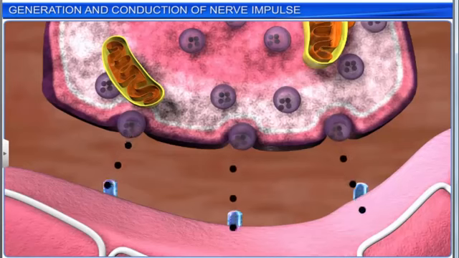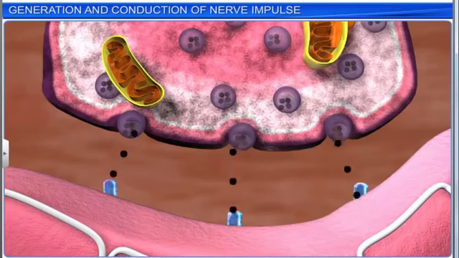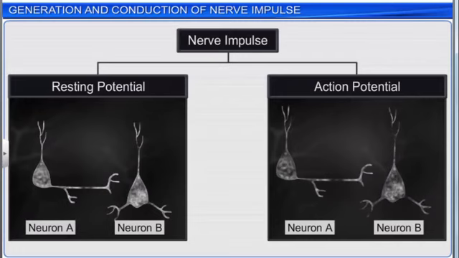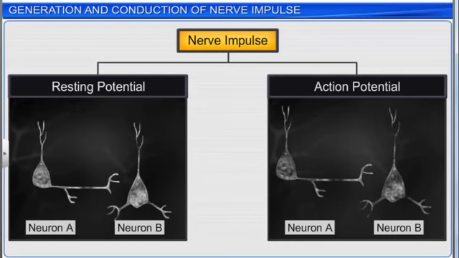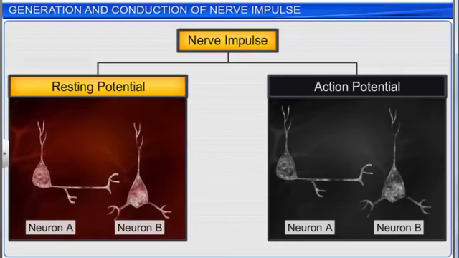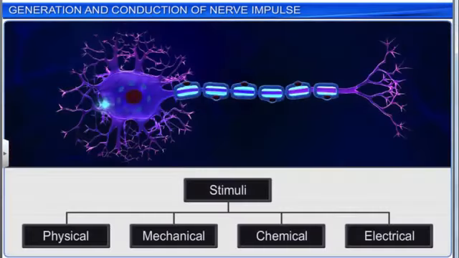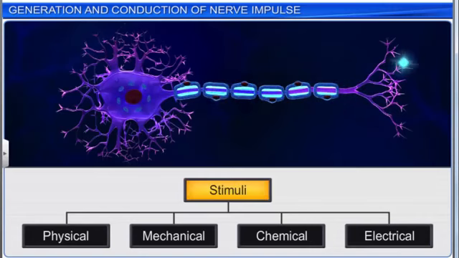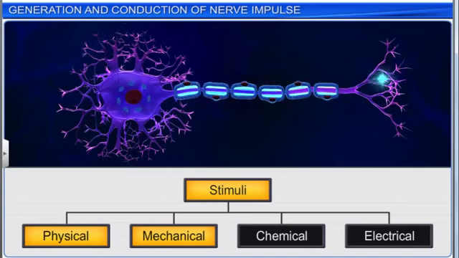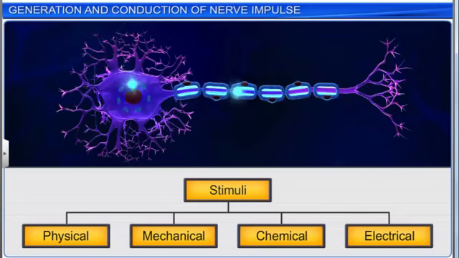The nerve impulse is the sum of mechanical, chemical, and electrical disturbances created by a stimulus in a neuron. The conduction of the nerve impulse can be divided into two main phases: resting membrane potential and action membrane potential. Neurons are excitable cells. They may be stimulated by physical, mechanical, chemical, or electrical stimuli.